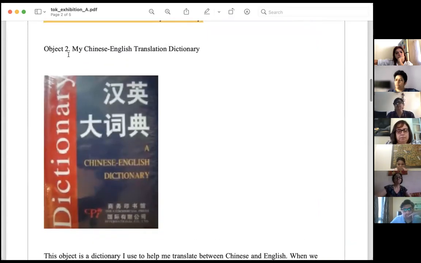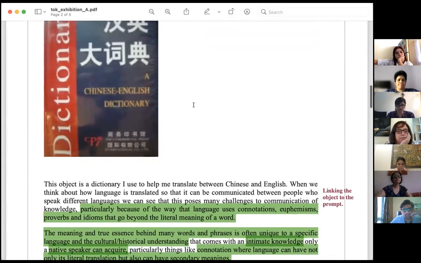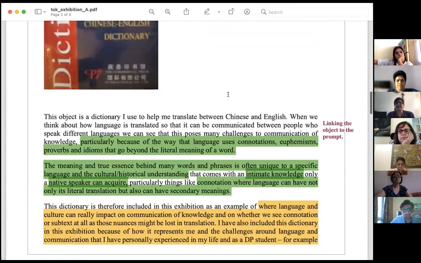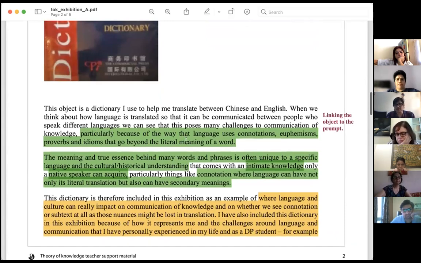Then clearly the student is saying object 2, my Chinese English translation dictionary, the picture or the image of the object. Now again, if you see what is highlighted in green, links to the object to the prompt. This object is a dictionary I use to help me translate between Chinese and English. The student has made a personal connection with line 1, however simple it may sound. When we think about how language is translated so that it can be communicated between people who speak different languages.